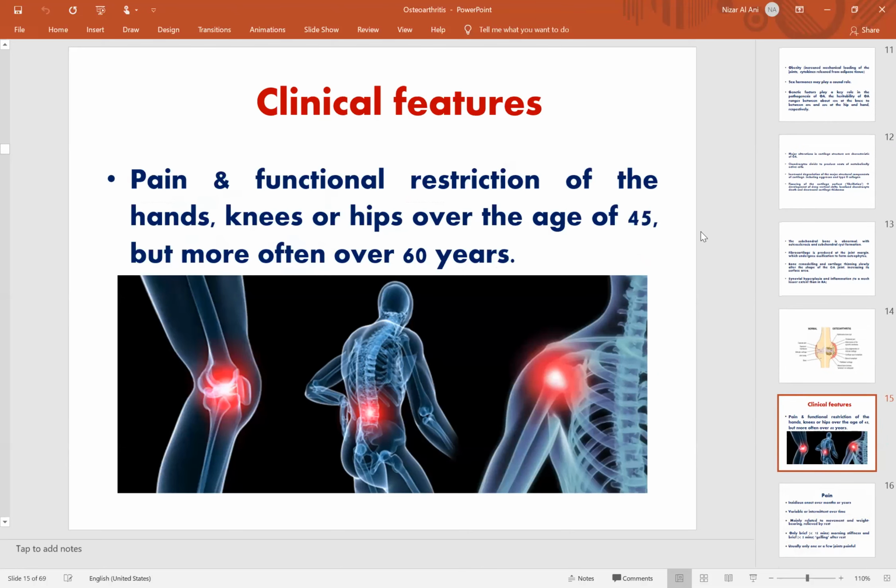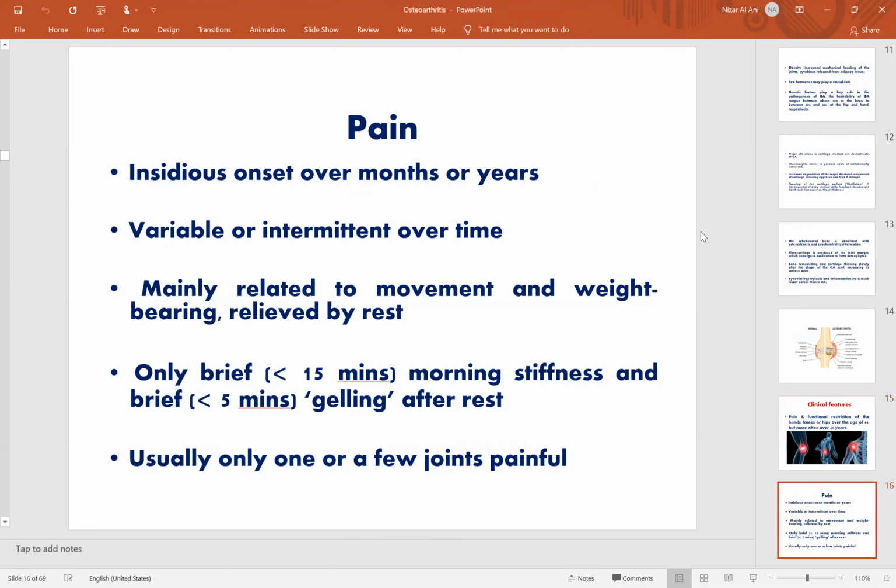Clinical features. The main clinical feature of osteoarthritis is pain. Second is functional impairment, or functional restriction of the movement of the hands, knees, or hips, usually occurring after the age of 45, but more often over the age of 60. The characteristic features of the pain is gradual in onset, over months, probably years. It varies in intensity over time. It's intermittent, mainly related to movement and weight bearing and relieved by rest.